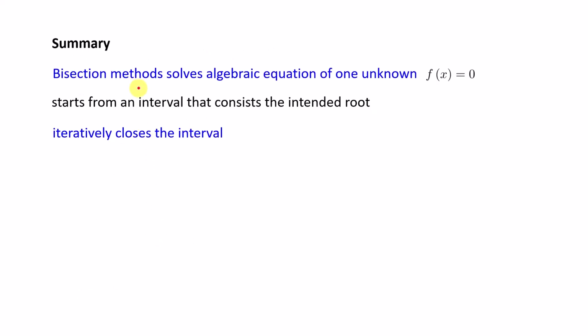Now, to summarize this lecture, we have seen the bisection method, the theory, the convergence, as well as an example. It solves one equation for one unknown. It starts from an interval that contains the intended root, and the goal here is to close the interval iteratively.